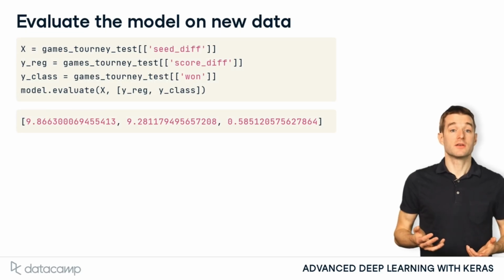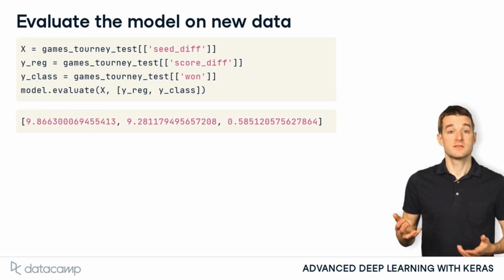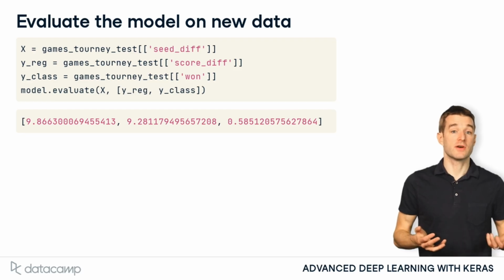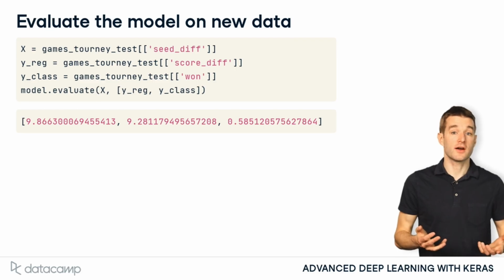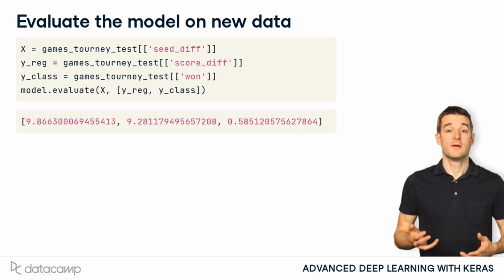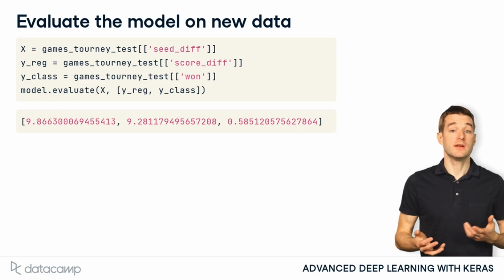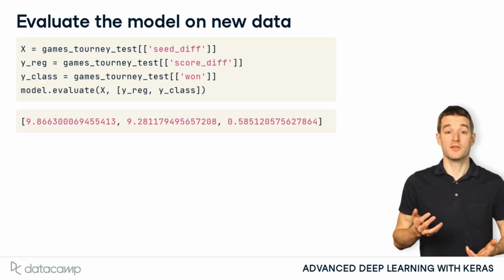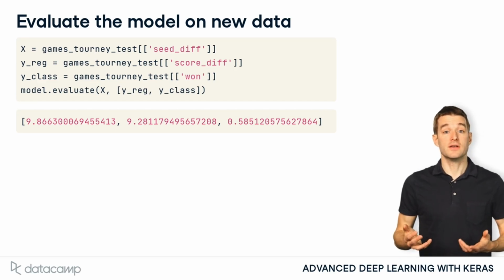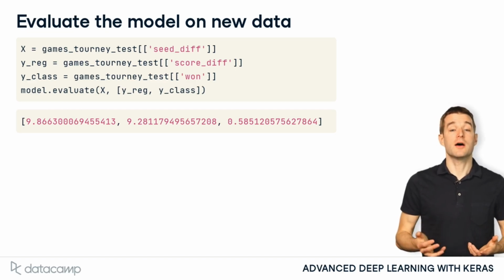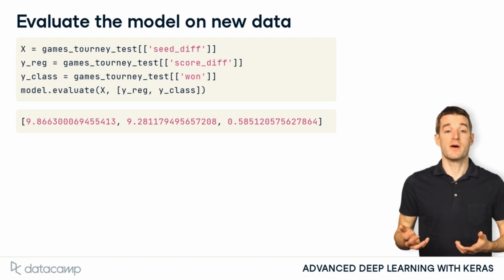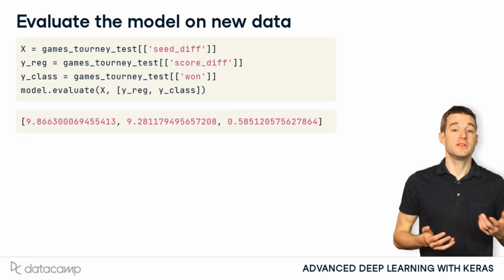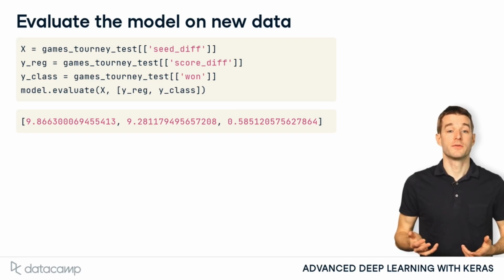Finally, you can evaluate the model on new data. First, split the evaluation dataset into a regression target and a classification target, and provide the same list of 2 targets to the evaluate method. This outputs 3 numbers now instead of 1 as with the models we looked at in other chapters. The first number is the loss function used by the model, which is the sum of all the output losses. The second number is the loss for the regression part of the model. And the third number is the loss for the classification part of the model.